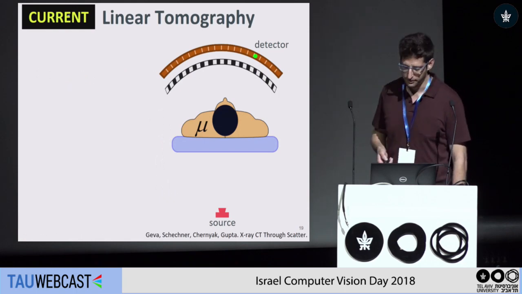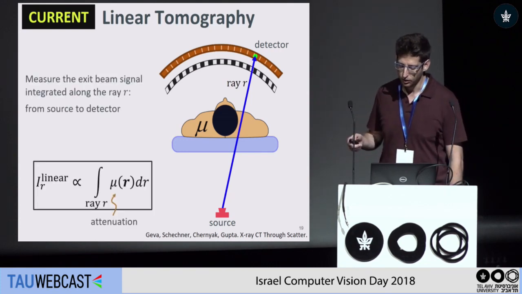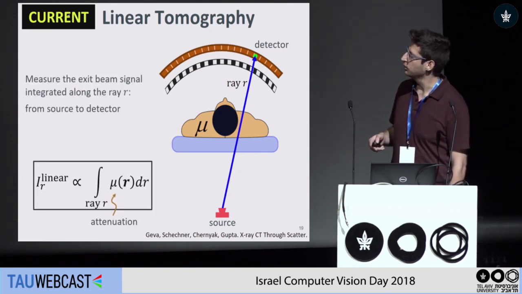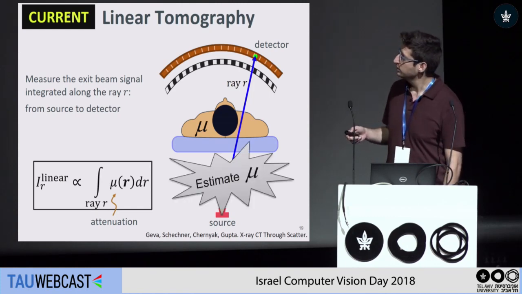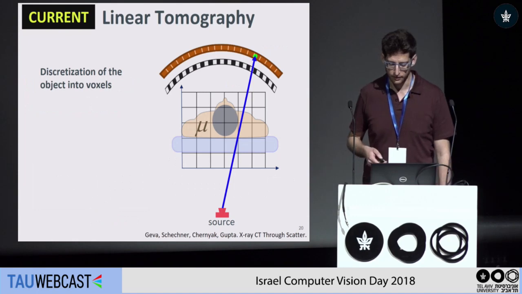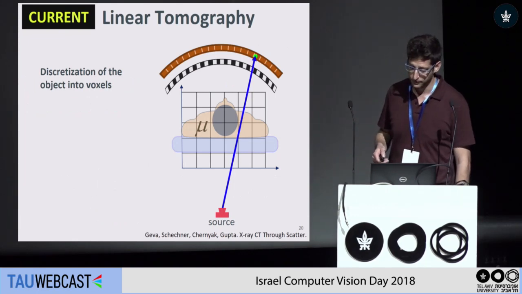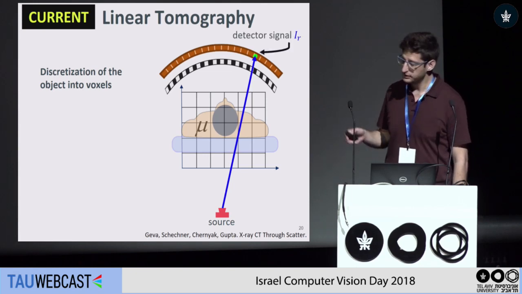In linear tomography, a ray is attenuated between an X-ray source and a detector. The measurement is an integral of the body attenuation mu along the ray. The goal is to estimate the spatial distribution of mu. The object is discretized into voxels of constant mu. The measurement of ray R is IR.